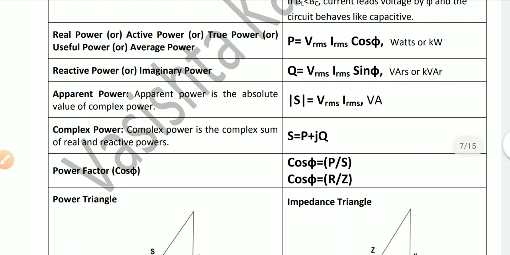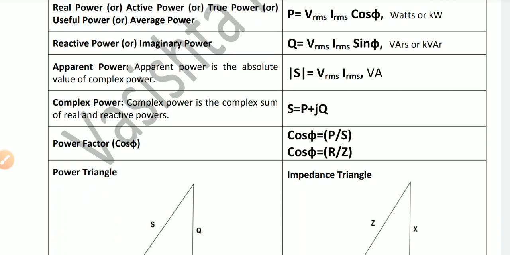Next, reactive power or imaginary power. It is given by Q equals Vrms Irms sin phi. Its units are VARs, volt ampere reactive, or kilovolt ampere reactive. Next, apparent power. Apparent power is the absolute value of the complex power, so it is mod S, which is the square root of P squared plus Q squared, given as Vrms into Irms. Its units are voltage into current, that's why volt ampere. The complex power is nothing but the complex sum of the real and reactive powers. Therefore, S is equal to P plus jQ. So the modulus of this S is nothing but the apparent power.